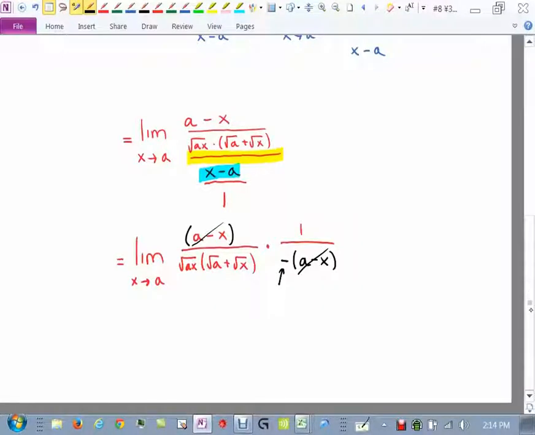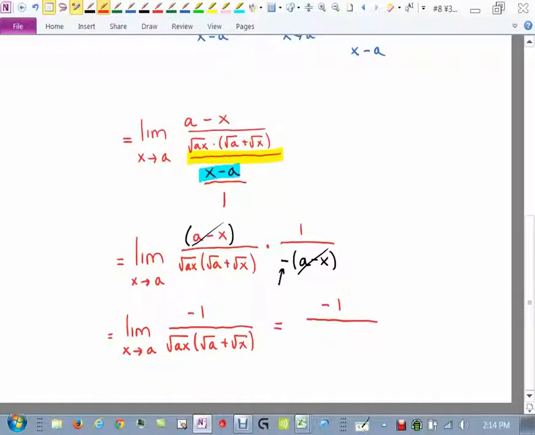All right, so here's where I am. I have limit x approaches a. That negative that was down here, I'm just going to pop it to the top, make it a -1 over root ax, and then in that parentheses, root a plus root x. And now I'm ready to let all my x's become a's. Nothing changes up here. Notice the limit's gone now.